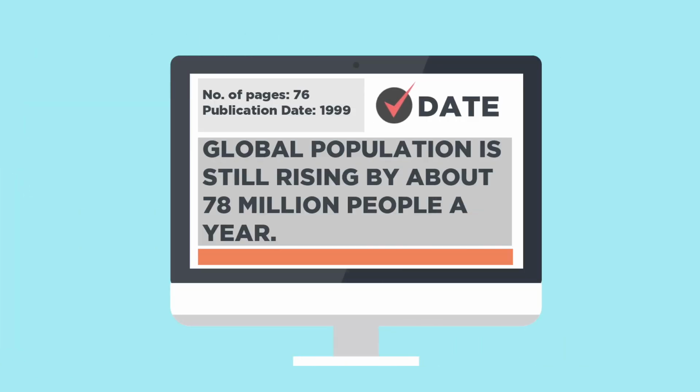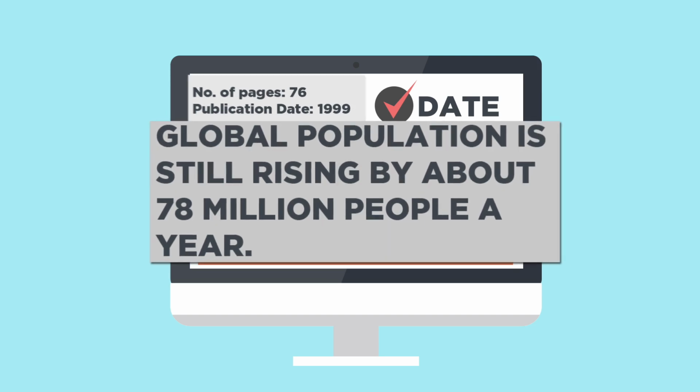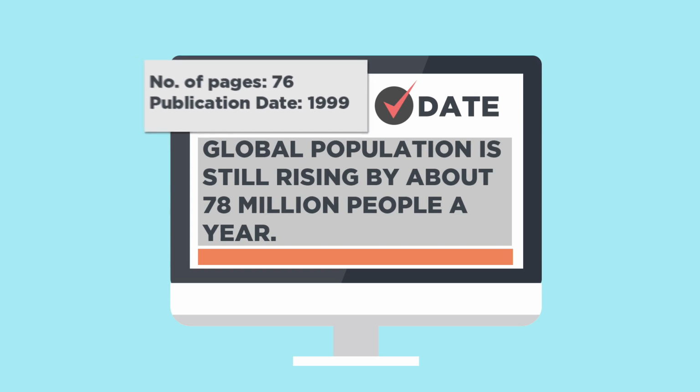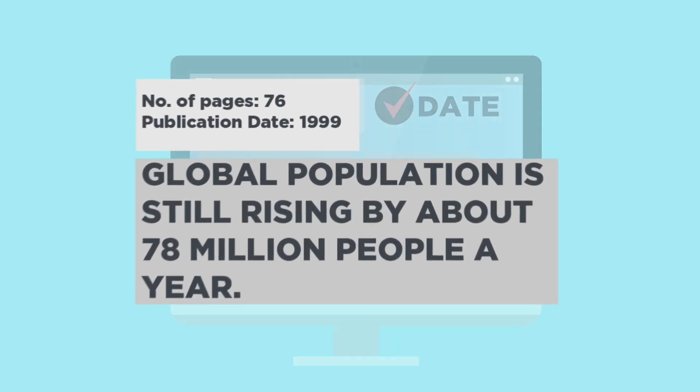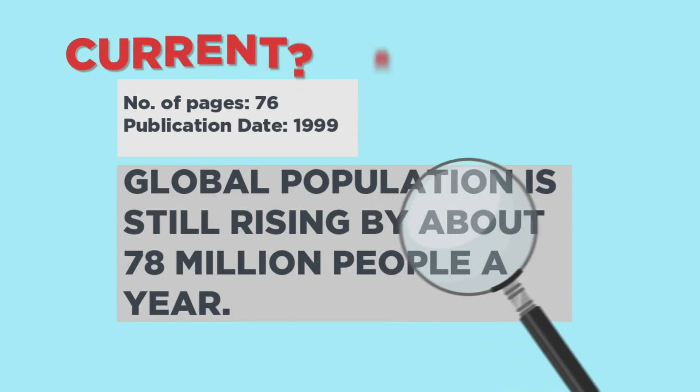Next, check the date. An article that talks about the most populated city in the world might not be reliable if it was published in 1999. A lot has changed since then. Always be sure to check the publish date of a website or article to determine if it's current and relevant for your needs.